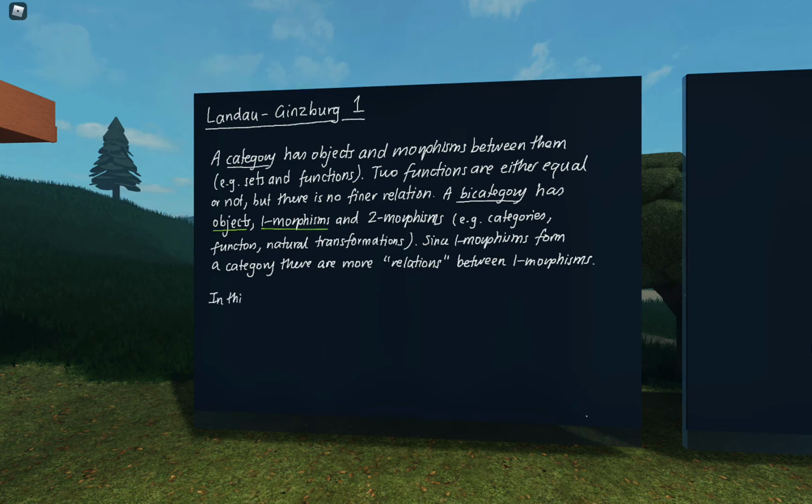Dan? Yeah. Is there no finer relation between two morphisms than equality inside a two category? Yeah, that's right. Bicategory? But you can talk about three categories and fix that. Yeah, makes sense.